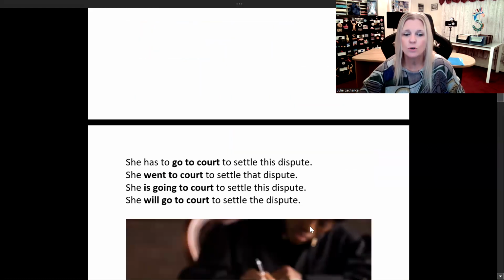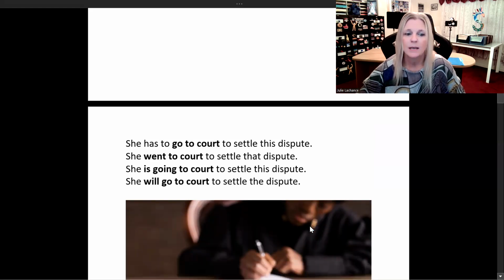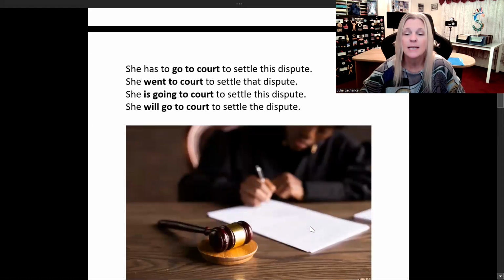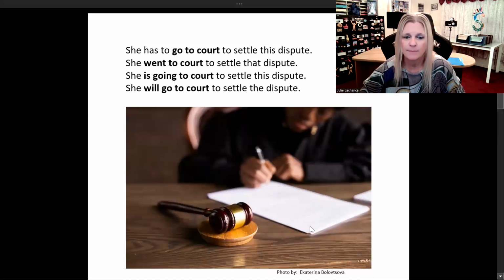She has to go to court to settle this dispute. She went to court to settle that dispute in the past. Present progressive: she is going to court to settle this dispute. Future: she will go to court to settle the dispute. It doesn't matter the tense. Go to, went to, going to, will go to. Movement. And here's the judge settling the dispute. Thank you, judge.